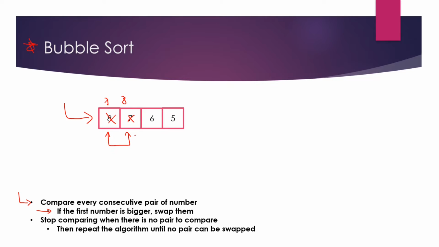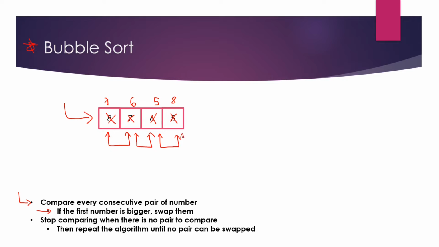So now let's find the next consecutive pair, which is right here, which is 8 and 6, and 8 is greater than 6, so you're going to swap them. So your new pair is going to be 6 and 8. Now let's move to the next consecutive pair, which is 8 and 5, and 8 is greater than 5, so you're going to swap them. It's going to have 5 and 8.